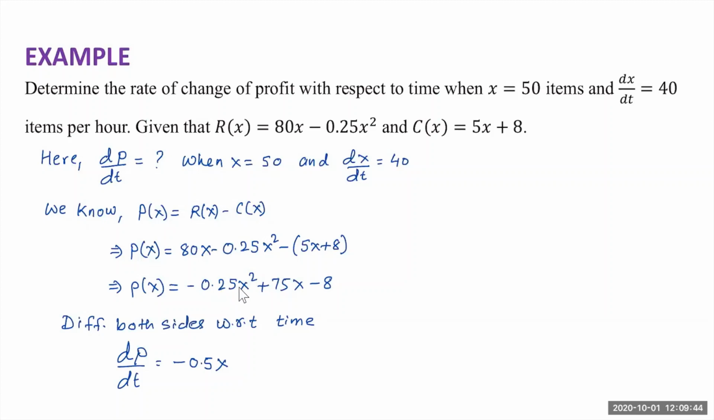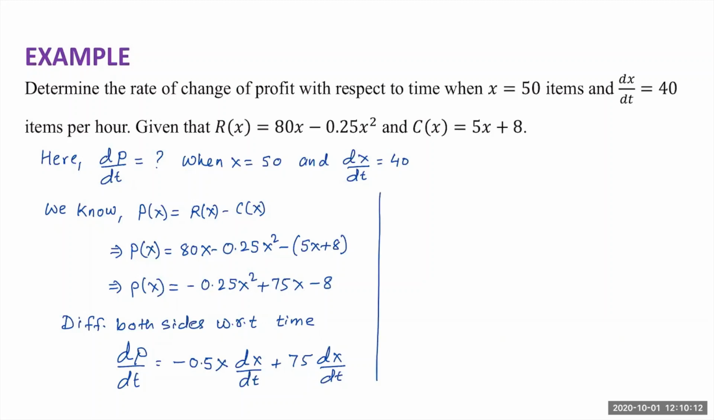We are differentiating x with respect to time, so this is the implicit differentiation. So we have to multiply by dx over dt, change in x with respect to time. Then plus 75 is a constant. You are differentiating x with respect to time, that is dx over dt. And then the derivative of the constant will be 0.